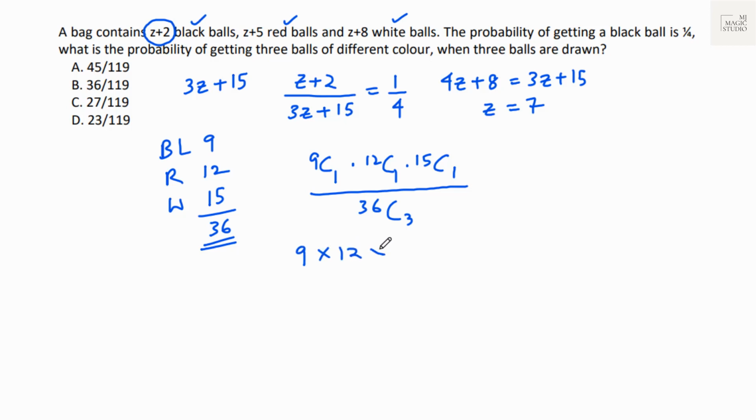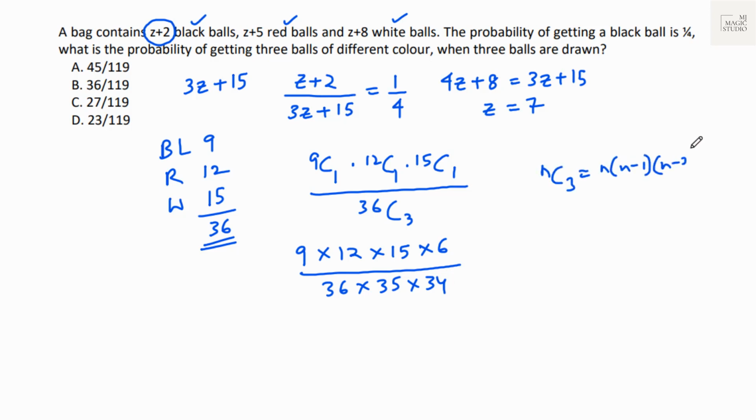9C1 is 9 into 12 into 15. 36C3, factorial 3 is 6. And it would be 36 into 35 into 34. You know that nC3 is nothing but n into (n minus 1) into (n minus 2) by 6. Okay, now we need to solve this. 6 goes in 36 six times, then we have 5, 3, 5, 7, and this is 2, 17.